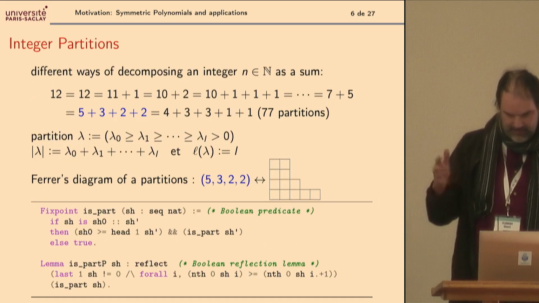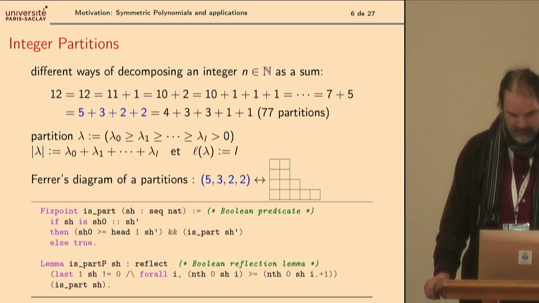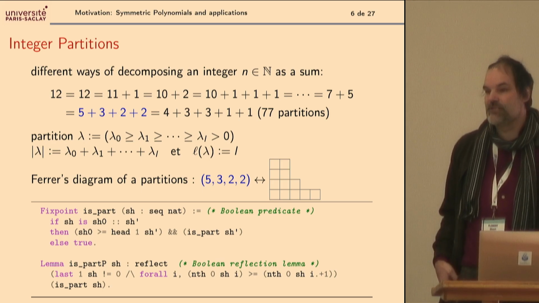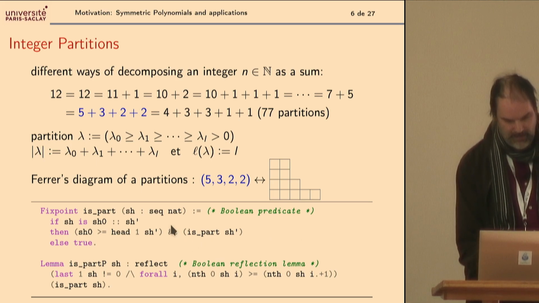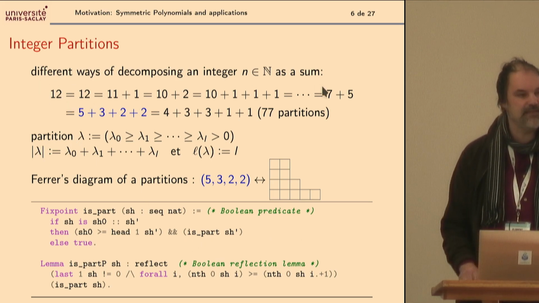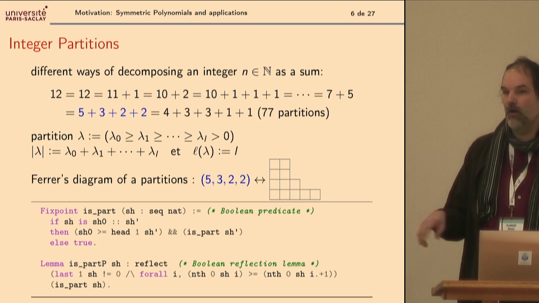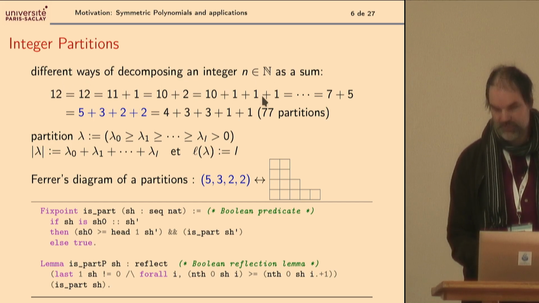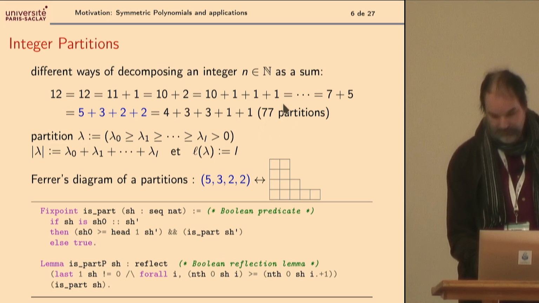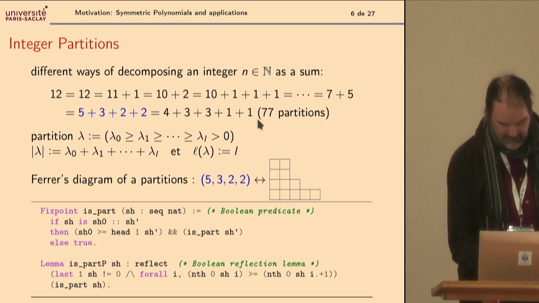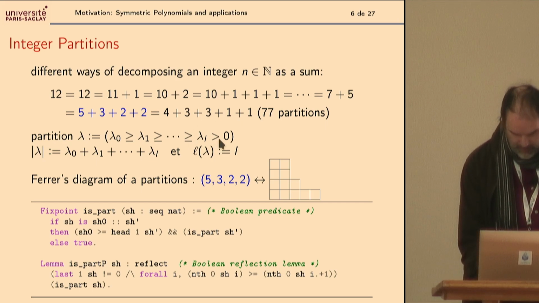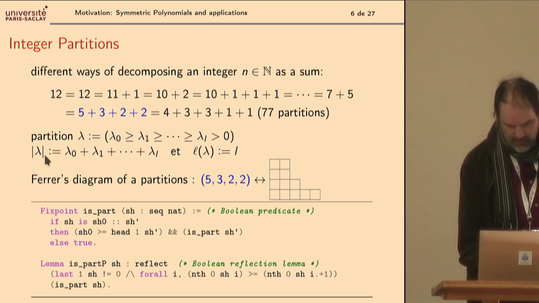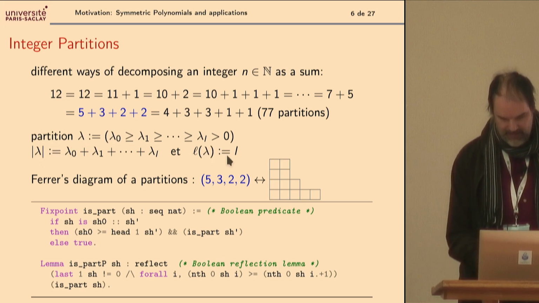To have a basis, I need some combinatorial ingredients. The most important ingredient is the notion of integer partition, which is where you take an integer and try to decompose it as a sum without taking care of the order. So this is a decomposition of 12. This is another decomposition. And actually, there are lots of decompositions, 77. And we call that a partition. Since the order is not important, we sort them decreasingly. And there is a notion of sum and length of a partition.